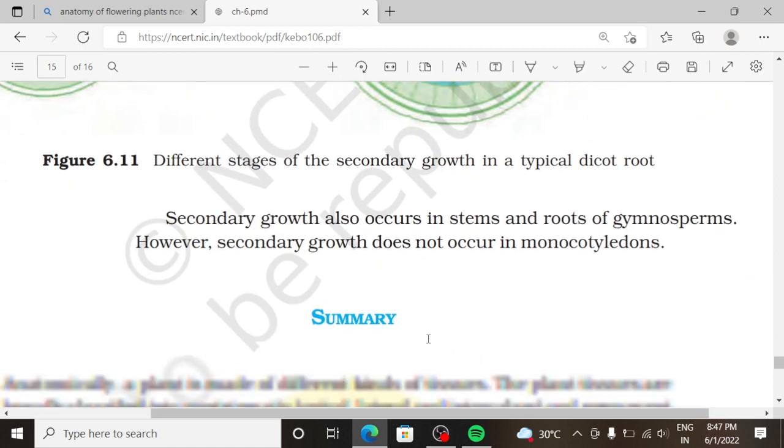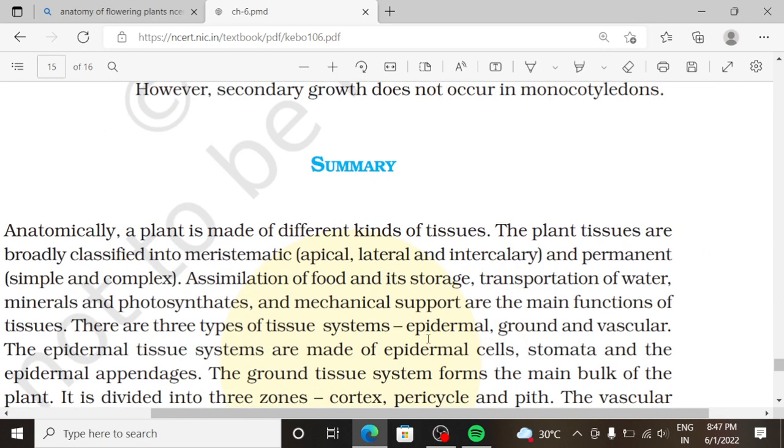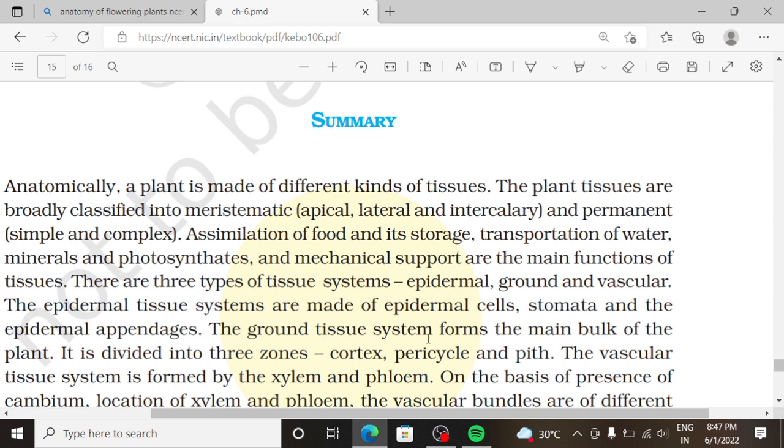Okay, so let us read about the summary of the lesson. Then quickly we'll go through the diagrams of the lesson. But first we'll read about the summary of the lesson.